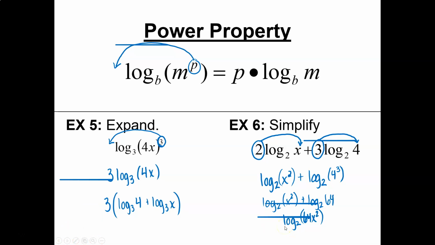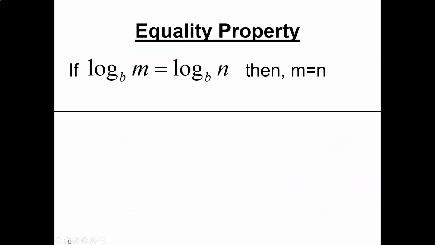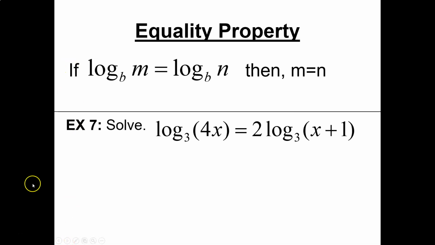All right, any questions? All right, we really did this yesterday. The equality property of logs tells us if we have log base b of m equals log base b of n, then we could just do b to the power on both sides, which is just going to drop both of those logarithms, right? So this is where you just drop the logs.